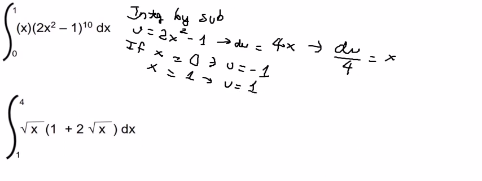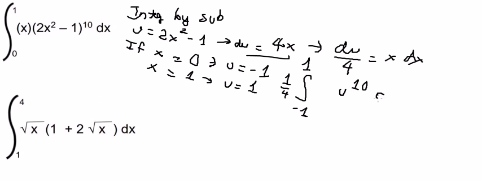And now we have the new integral in here. The 0 we change to negative 1, and the 1 we change to 1. This one we change to u. As for the s, sorry, we have the s in here. The s we change to du over 4, and you get 1 over 4 in here, and we have du.